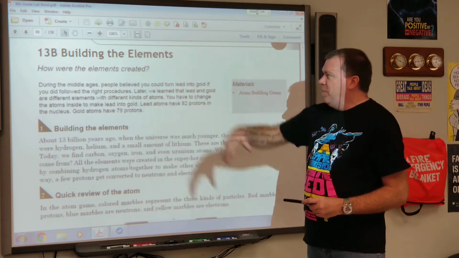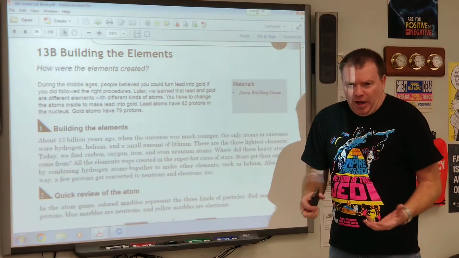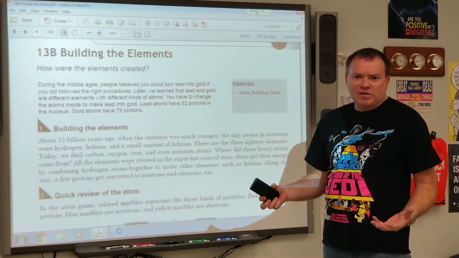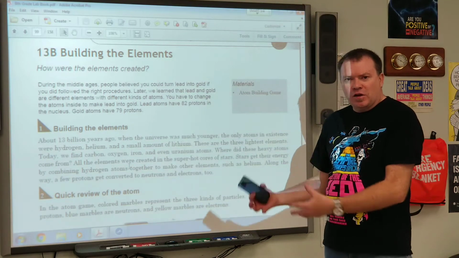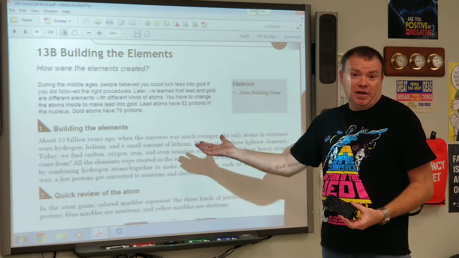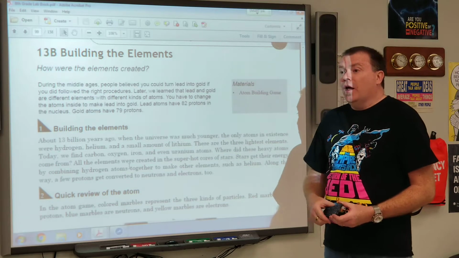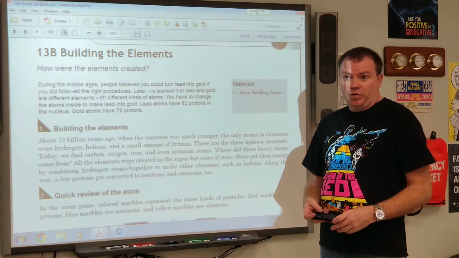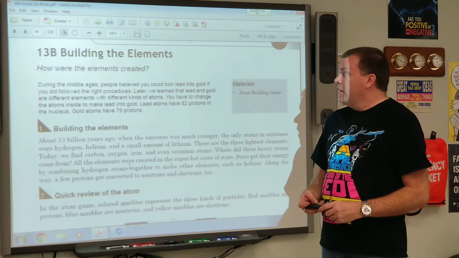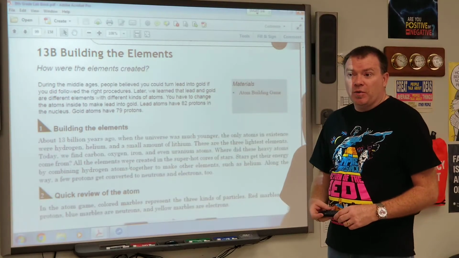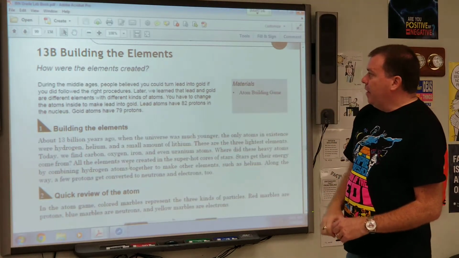So it's lab 13B, building the elements. I would normally ask you to read this through, and I think it's still a good idea. Before you actually sit down and start trying to play this game, because today your lab is essentially playing a game, you need to read through and make sure you understand the rules a little better before you start jumping in. But I'm going to go ahead and read some of the parts to you and explain what I need you to do. So lab 13B, building the elements.